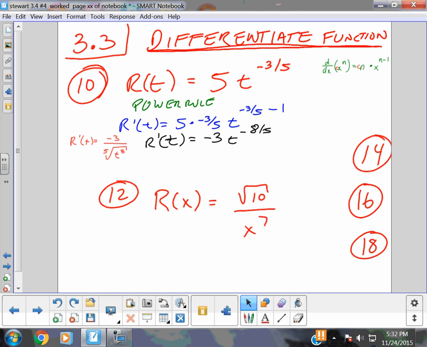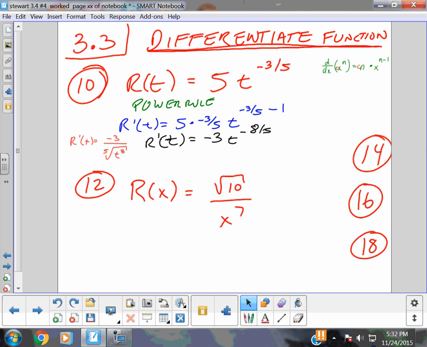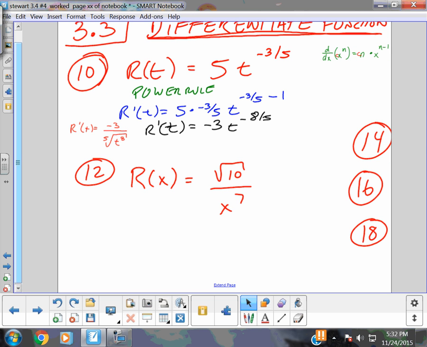12, and I'm going to do 10, 12, 14, 16, 18. Now, everybody, you could do the quotient rule if you want to be abusive to yourself. The better thing is to catch that r of x is one term and bring up x to the 7th and make it negative, right? It's one of our things.